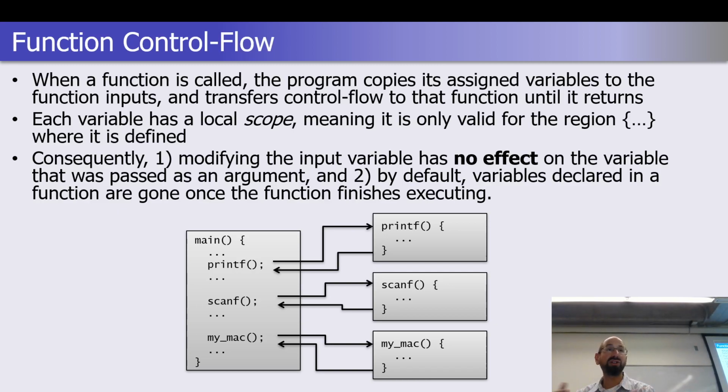Each variable inside your function is going to have its own scope. We already talked about scope for for loops and if statements. You can define variables inside those curly braces. The same is 100% the case for function calls as well, except that the variables defined as our inputs and potentially our output are also within the scope of that function. Consequently, by default, modifying any input variables has no effect on the variable that's passed as an argument.